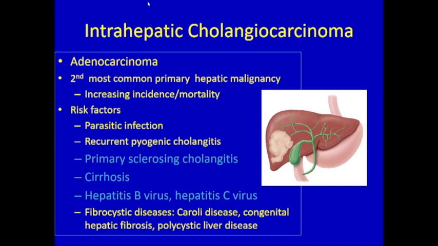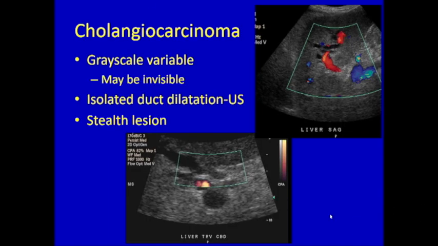All right? These things are all on your handout, so I'm not going to read you the slides because we're running a little bit behind. So cholangiocarcinoma, how do you pick it up? The grayscale, again, variable. It may be invisible. Remember, it's a stricturing lesion, so you may not actually see much of a mass, okay? Isolated duct dilatation, that should make you think, is there a cholangio somewhere in there?